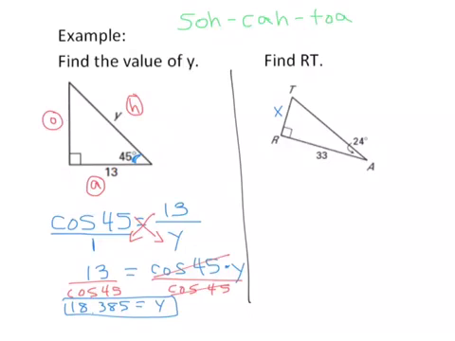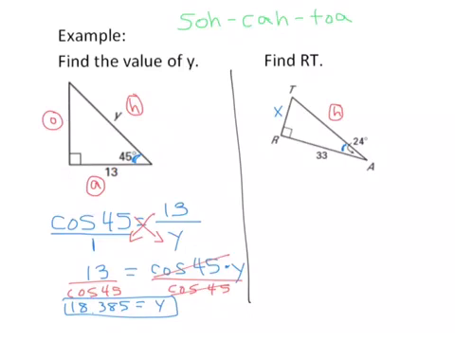Once again, I'm going to label my sides based on the angle that I am given. I'm given this 24-degree angle right here. Based on that angle, as always, here's my right angle. So across from the right angle is my hypotenuse.